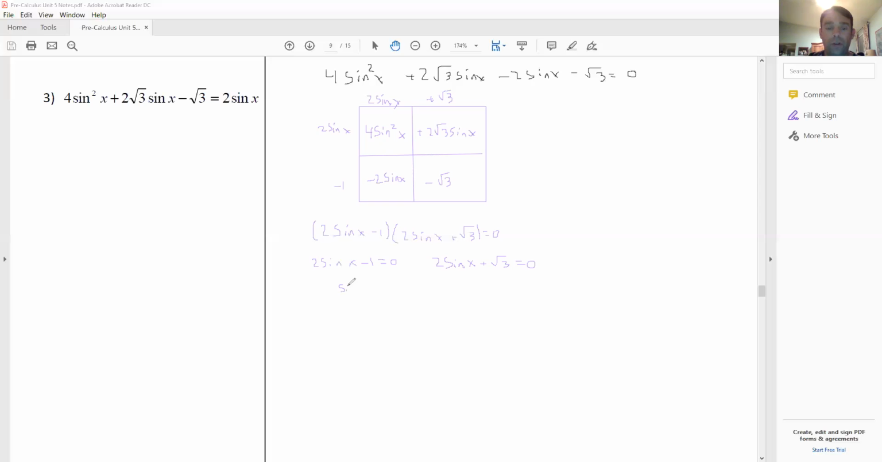So when we solve it here, we get sine of x equals 1/2, and we get sine of x equals a negative root 3 over 2. So we think of our unit circle now. When is sine x equal to 1/2? Well, that would be at pi over 6.